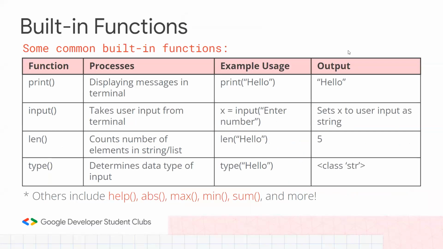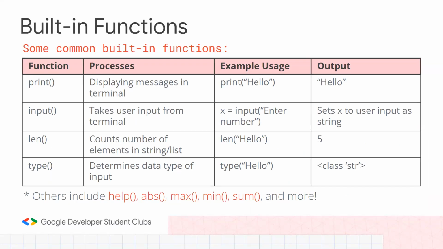All right, now we have some built-in functions. This first one, print, I'm sure you've seen it. Basically, it's for displaying messages into the terminal. And then you have an example usage, printing hello, and the output is hello. This next one is the input function. It takes the user input from the terminal. In the example usage, you have x equals input, enter a number, telling the user to enter a number. And the output is that it sets x to whatever the user input is.